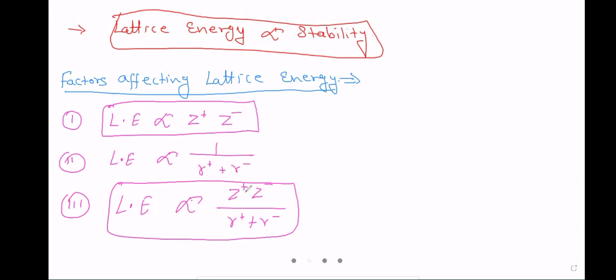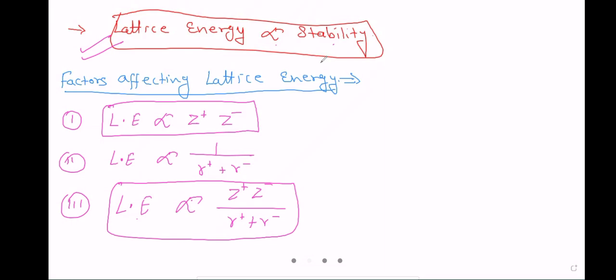You can say that if the cation radius increases, the lattice energy decreases. If the radius of the anion increases, that means lattice energy decreases. And you know that lattice energy is directly proportional to the stability. So now we will compare the stability of the compounds.